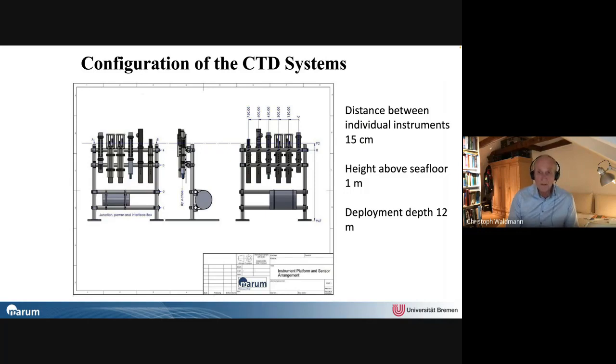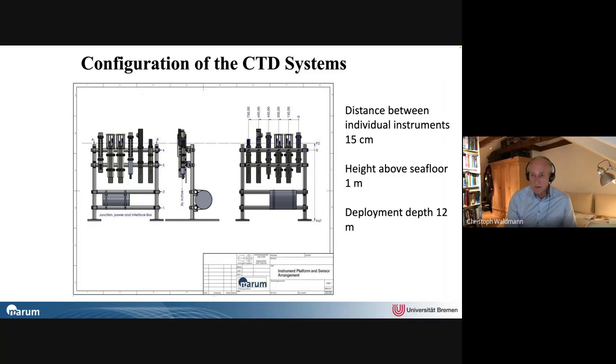Okay, that's how the configuration looked like. And if you check it more closely, you see the distance between the individual instruments were 15 centimeters. So we wanted to have it as close as possible. Then we thought a lot about the height above the seafloor. So we decided something of the order of 1 meter. And actually, my suggestion was to go even higher, but there are actually very strong currents in this region. So it could happen that this is simply pushed over. So we didn't want to have that. So that's the reason why we end up with a height above seafloor of 1 meter.